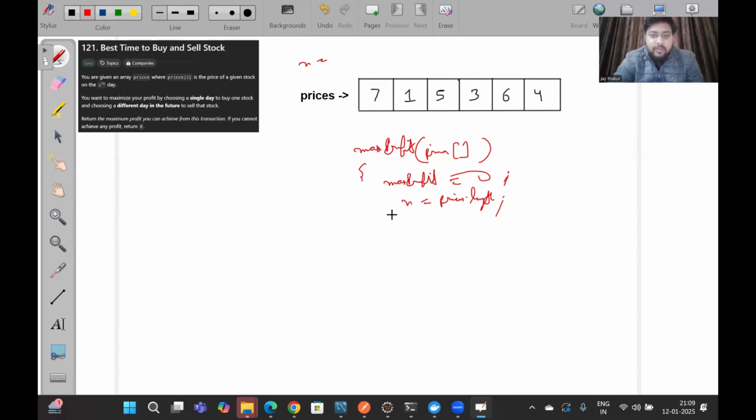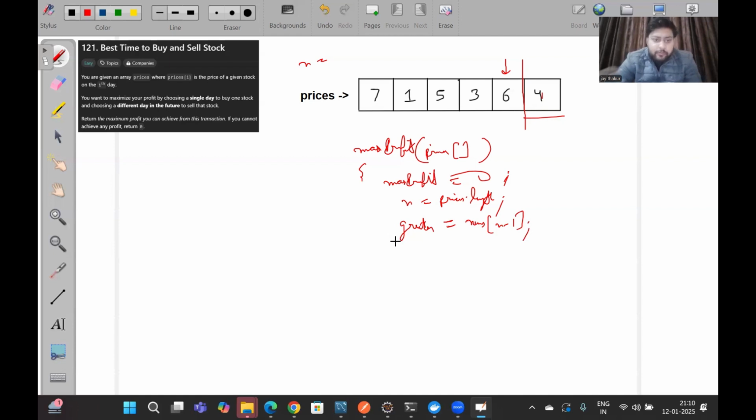So n is equal to prices dot length. After that, we will start from the second last position, and we will store the last element into a greater variable. Up to this position, the greater element is 4 itself because there is only a single element up to this part of the array. So we will store it in the greater variable. So greater equal to nums of n minus 1.